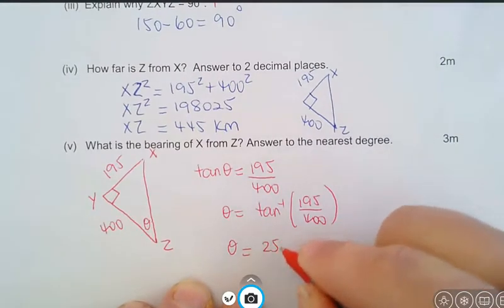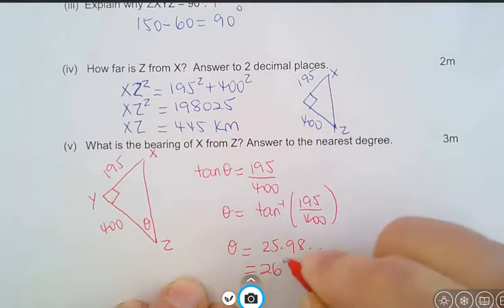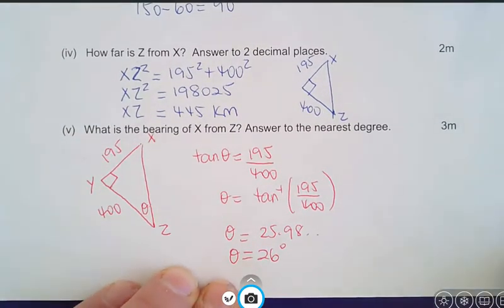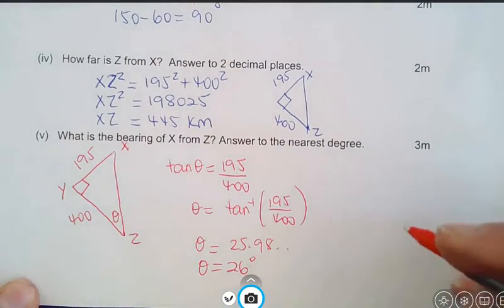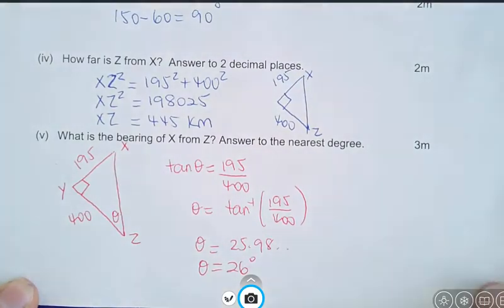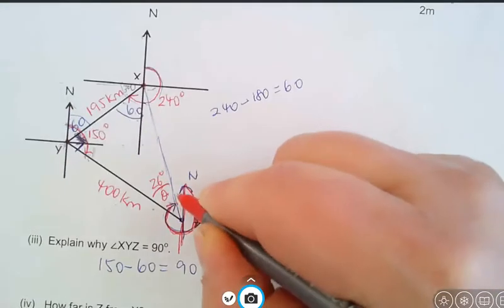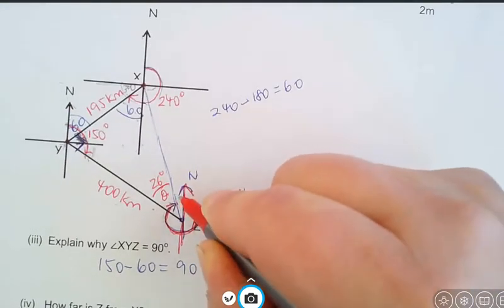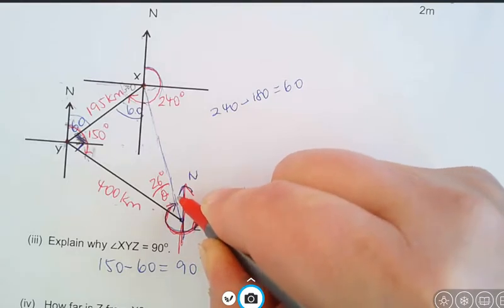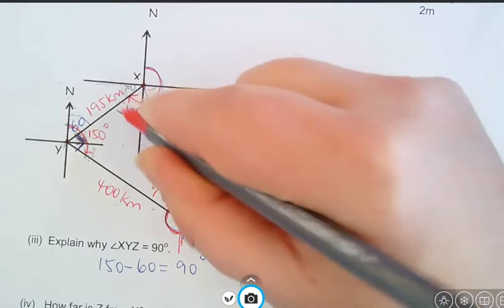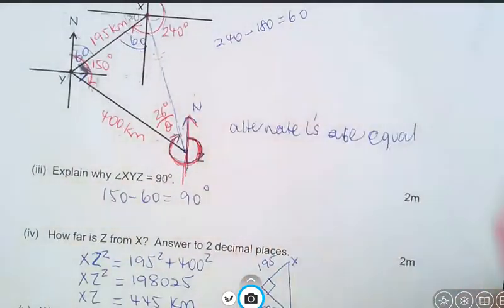So, girls, if it's 25.98, you round it to the nearest degree, which is 26 degrees. Okay? Now, ready? We then go back to the diagram. So, girls, I know that this little bit here in my triangle is 26. So I've got to work out what this whole thing is. I don't think I know what this bit is. I can't do alternate here because I actually don't know what this whole angle is. So I've got to come back down here and work it out.